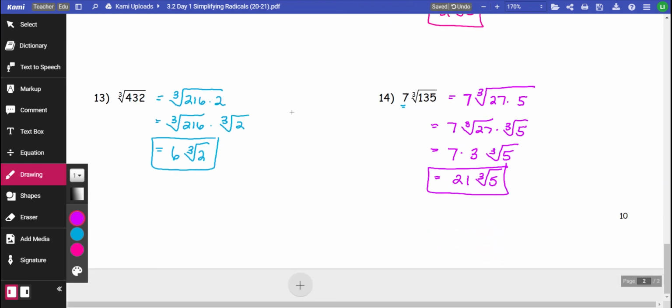Okay, so there's simplifying radicals with perfect squares, and radicals with perfect cubes.